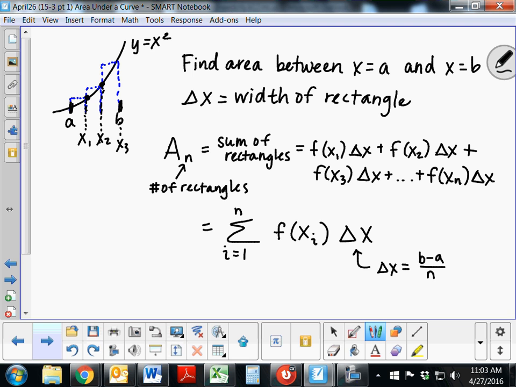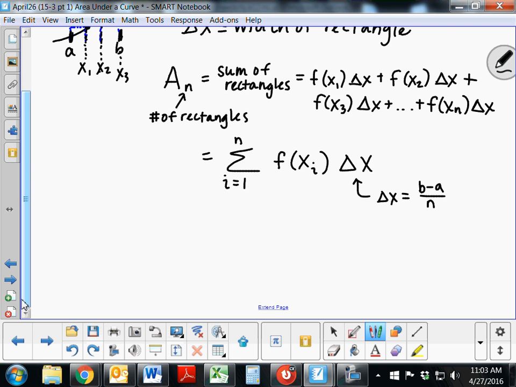Now we want how many rectangles? Infinite. And so the question is, if we want infinite rectangles, how do we do this area formula as n approaches infinity? It's with a limit, and we already know how to evaluate limits. So the good news is, we know how to do this, but we're going to have to set up a limit.